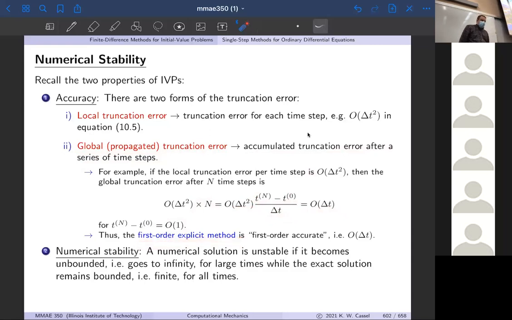Okay, fine, that's accuracy. Now numerical stability. So we've talked about this in a hand-wavy sort of fashion. Now we're going to have to talk about it in a more quantitative, more precise fashion. So the hand-wavy argument is as follows. A numerical solution is unstable, numerically unstable, if it becomes unbounded, so it starts to blow up at large times, while the exact solution remains bounded. In other words, the exact solution is supposed to show exponential decay, or at least not growing, but instead our numerical solution all of a sudden blows up and goes crazy. So that's the result of a numerical instability.